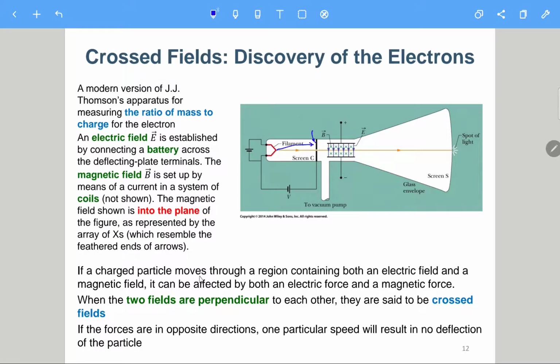If a charged particle moves through a region containing both electric field and magnetic field, it can be affected by both electric force and magnetic force. When two fields are perpendicular to each other, they are said to be cross field. If the forces are in opposite directions, one particular speed will result in no deflection of the particles.